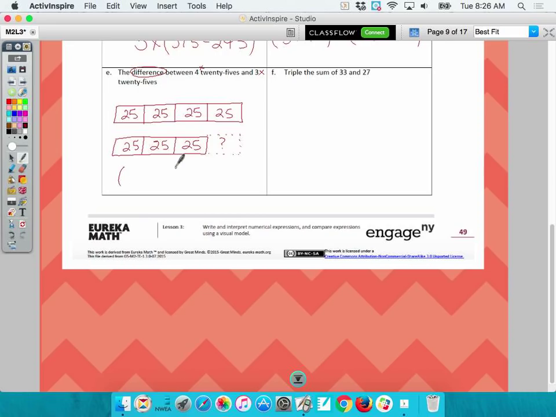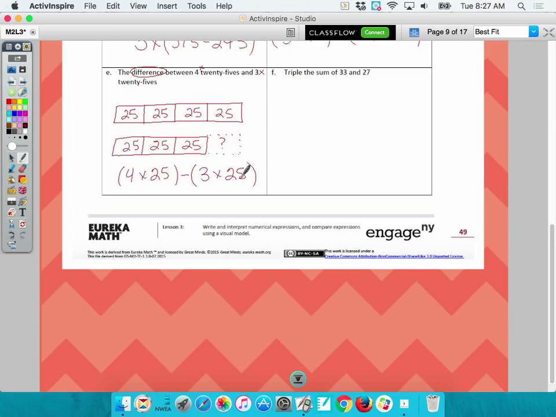So I know I've got 2 different parts to this problem. And I know I'm subtracting. What goes in the first one? 4 times 25. And then 3 times 25. Okay?